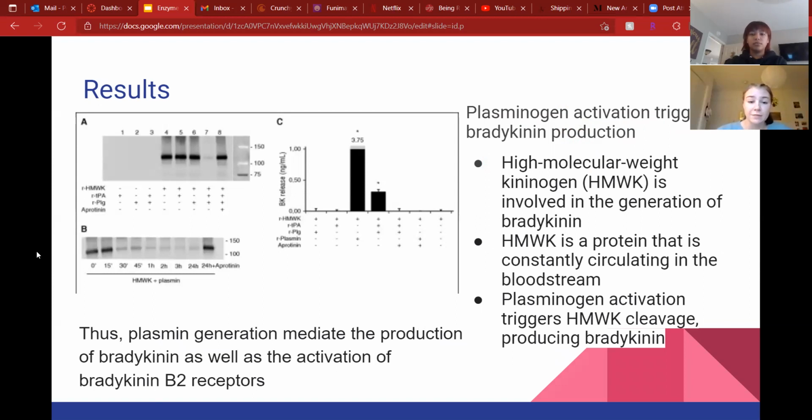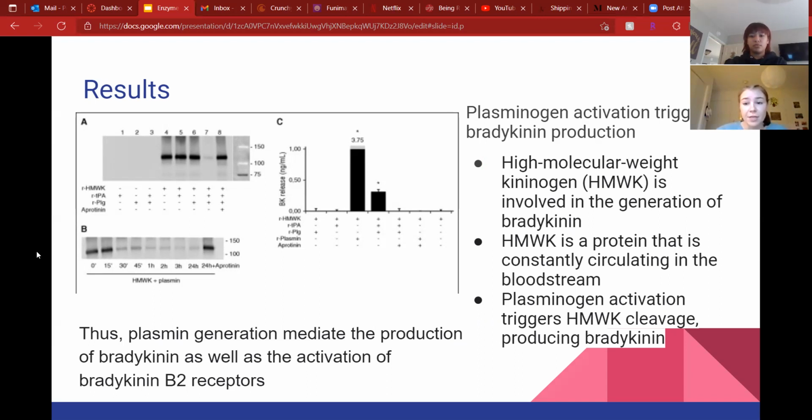So plasminogen activation triggers bradykinin production as well. High molecular weight kininogen, or HMWK, is involved in the generation of bradykinin. And there's a lot of previous research that discusses this pathway. And HMWK is a protein that's constantly circulating in your bloodstream. And plasminogen activation triggers HMWK cleavage, which produces bradykinin. So plasmin generation mediates the production of bradykinin as well as the activation of bradykinin B2 receptors.